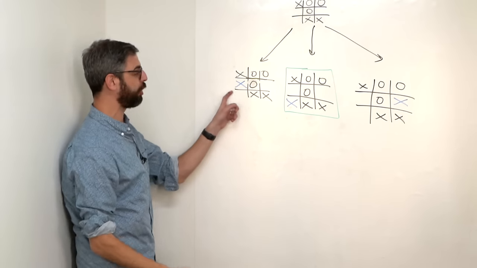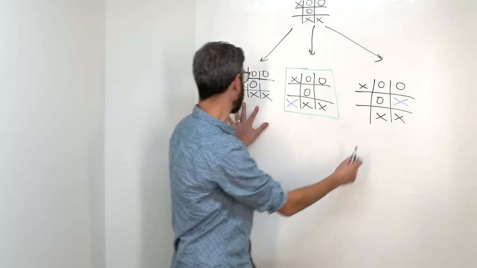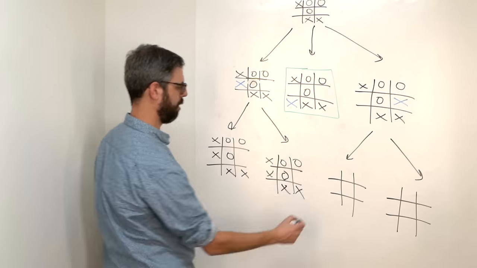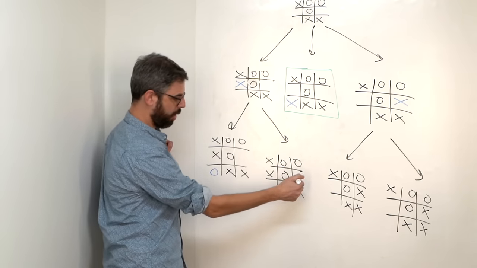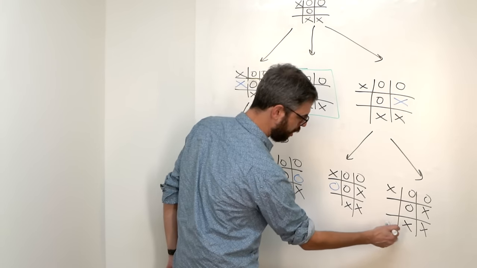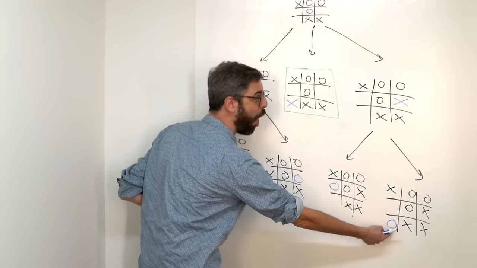Now it's O's turn. And for each of these spots, O has two possible options. O could go here, or O could go here. O could go here, or O could go here. And look at these. In this case and this case, O has won.